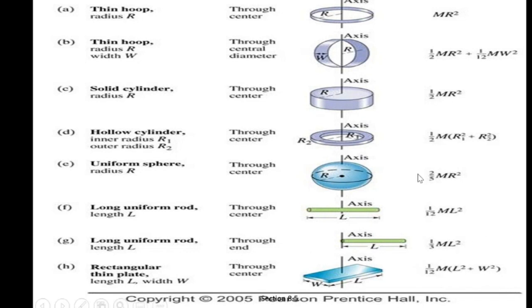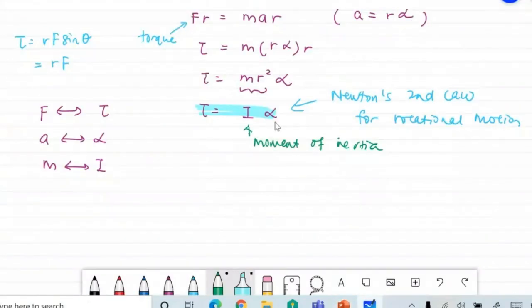mL squared. So based on this list, you can see that whenever you change the shape of the object, we use a different formula to find the moment of inertia. Whenever you change the axis of rotation, you also use a different formula. So when you want to find the moment of inertia, firstly you have to know what shape the object is and where the axis of rotation is. Only then can you find the moment of inertia. The SI unit for the moment of inertia is kilogram meter squared.